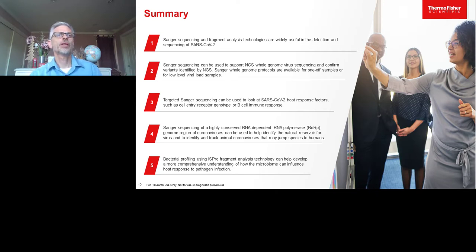There has been an assay developed that amplifies and sequences a highly conserved region of the virus, the RdRp region, and this can be useful to identify the natural reservoir of the virus or to help track animal coronaviruses that may jump species. And then finally, bacterial profiling using the Ion 16S technology can develop a more comprehensive understanding of how the microbiome can influence host response to pathogen infection.